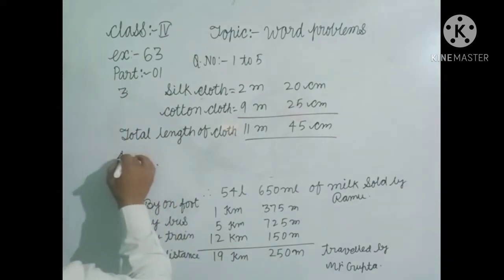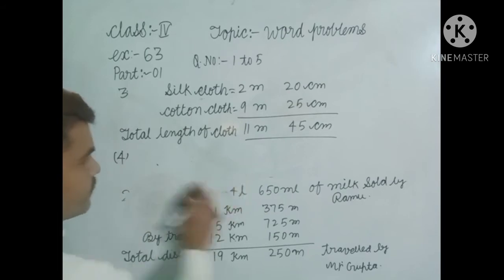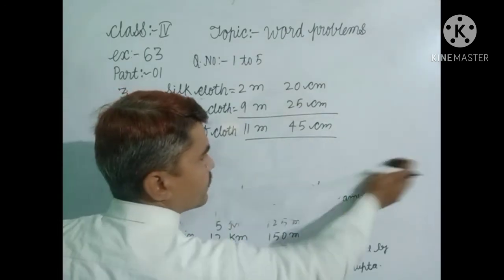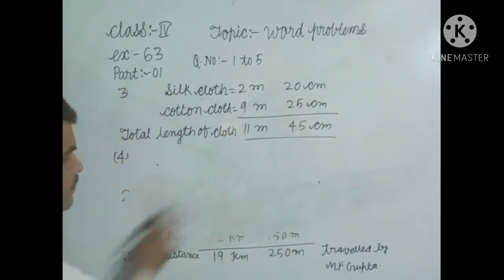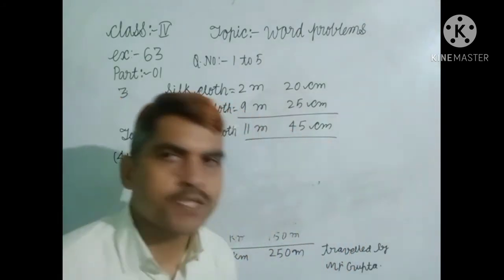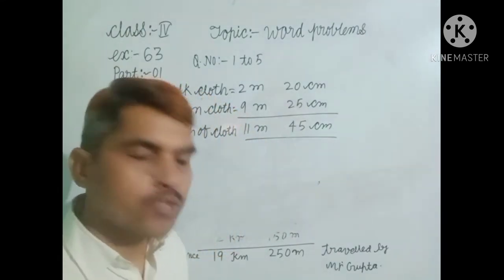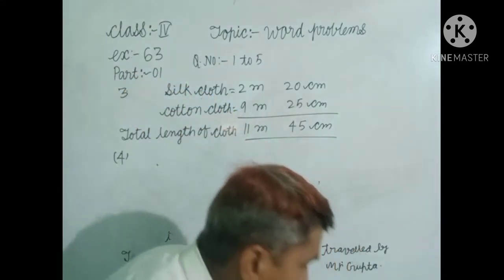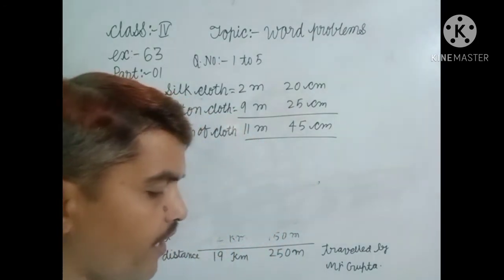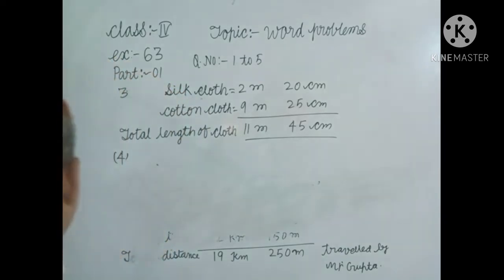Again, question number 4. In this question, 2 heaps of rice together weigh 5 kg 250 grams.